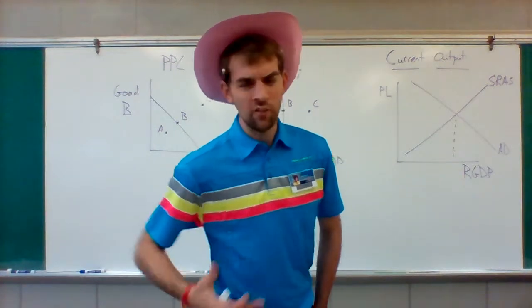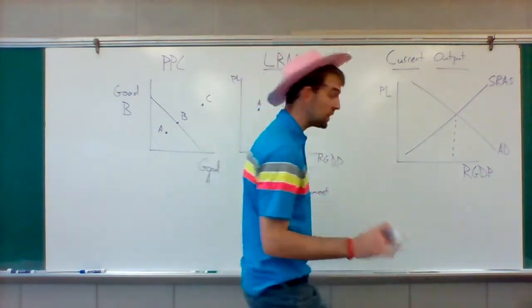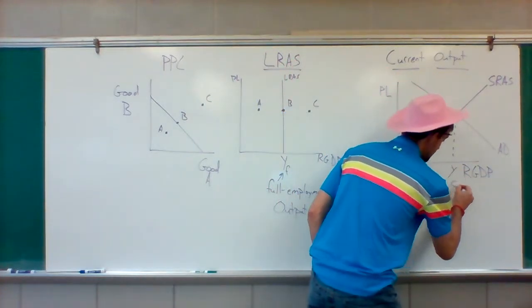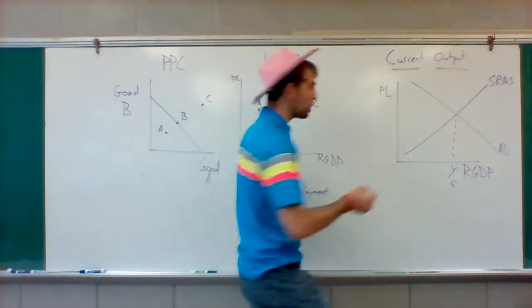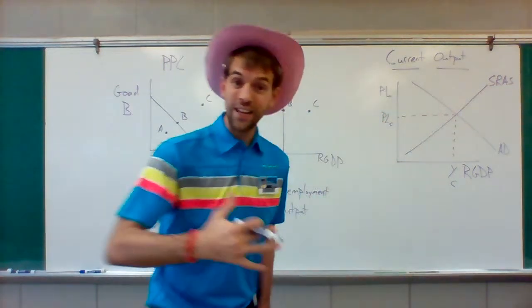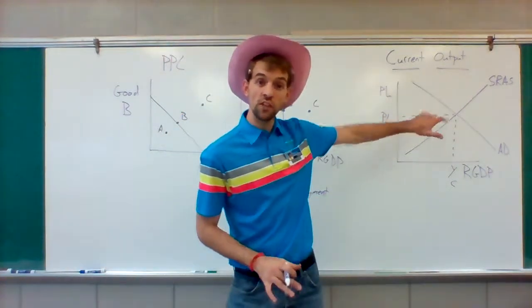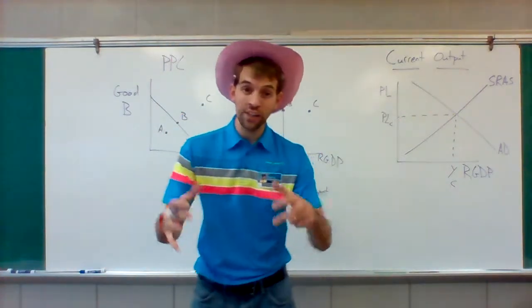So we use Y to kind of abbreviate real GDP. It's going to be our output current, our current level of output. So I'm going to label it YC. Okay? And it'll be price level C as well. Price level current. Fair enough? So wherever these two curves intersect, that's what you are currently doing.